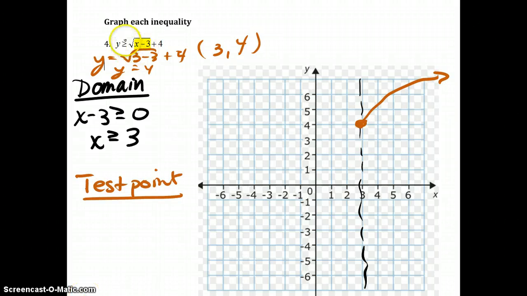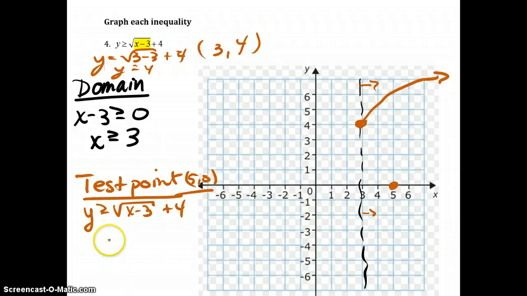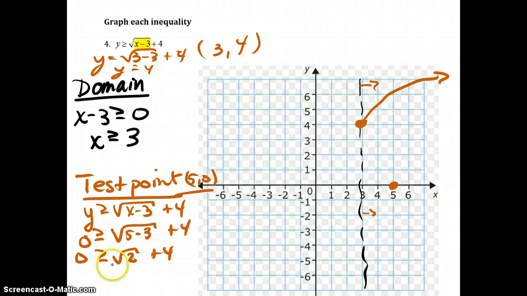At this point, since it is an inequality, we want to choose a test point. I want to choose a test point that is clearly not on this function and in the domain. So the domain goes this way, so I'm going to pick the point (5, 0). I'm going to take my original inequality and plug in 5 as an x value and 0 as a y value. When I simplify, I end up with 4 plus the square root of 2.